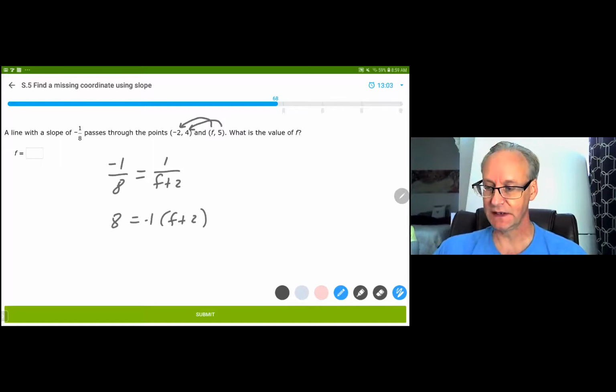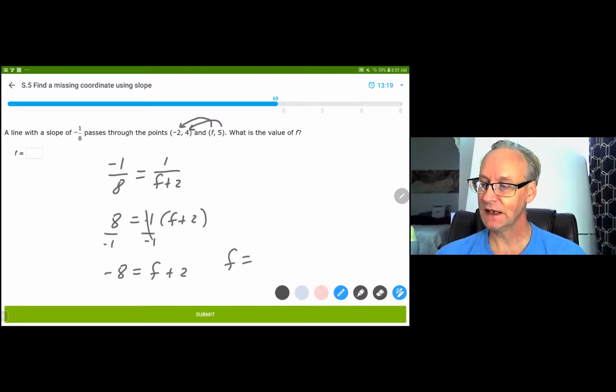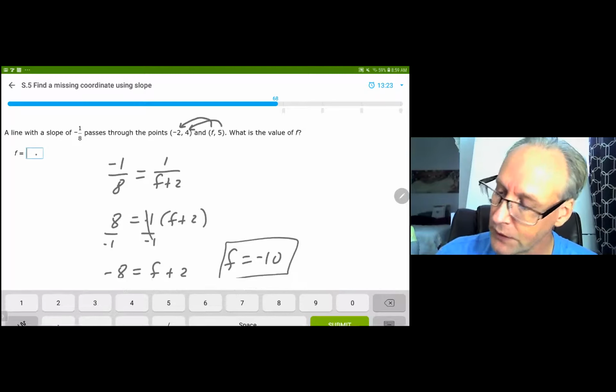And I have a couple of choices. I could still distribute the -1, or I could divide by -1 on both sides. I could actually multiply, but I'm not going to do that. That's going to be -8 is equal to f plus 2. And we're almost done. We have to subtract 2 on both sides. Hopefully you won't make a mistake and get f is equal to -10. And we're done.